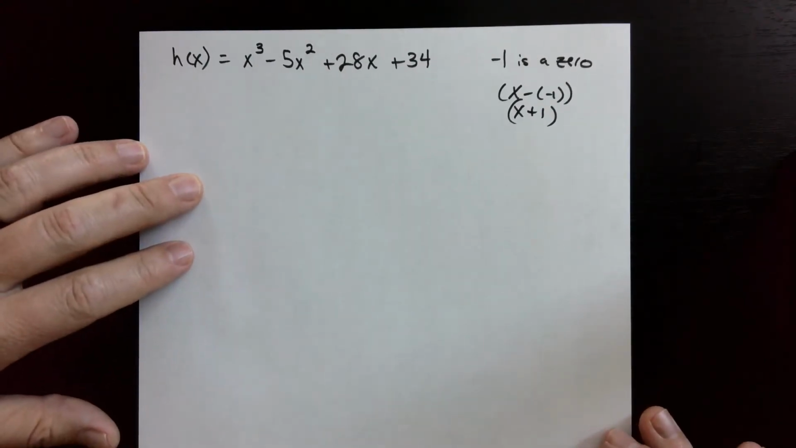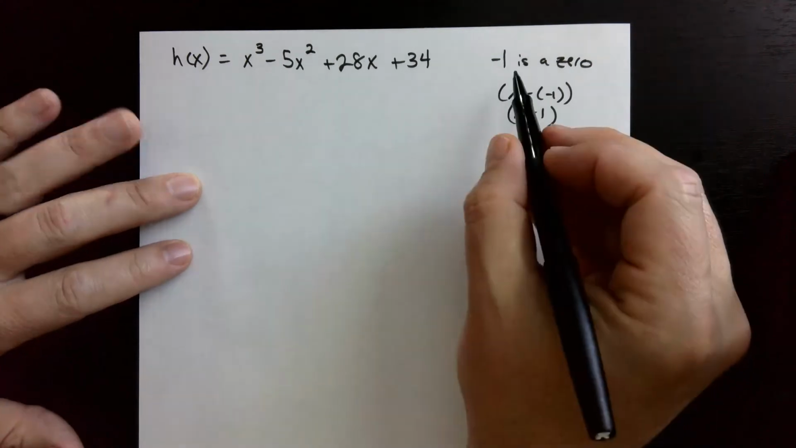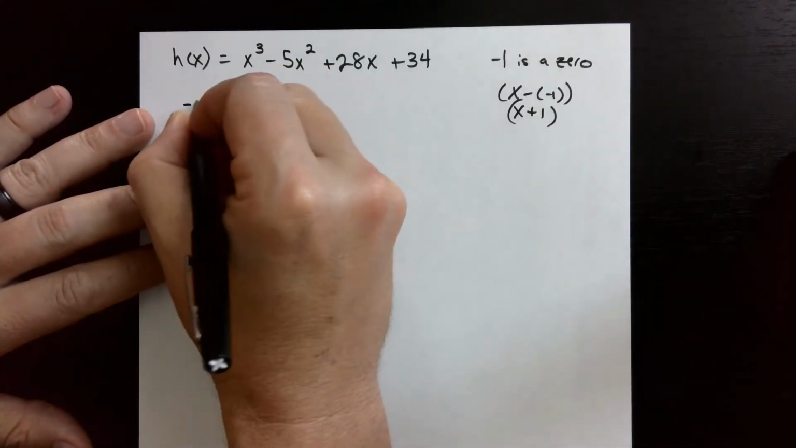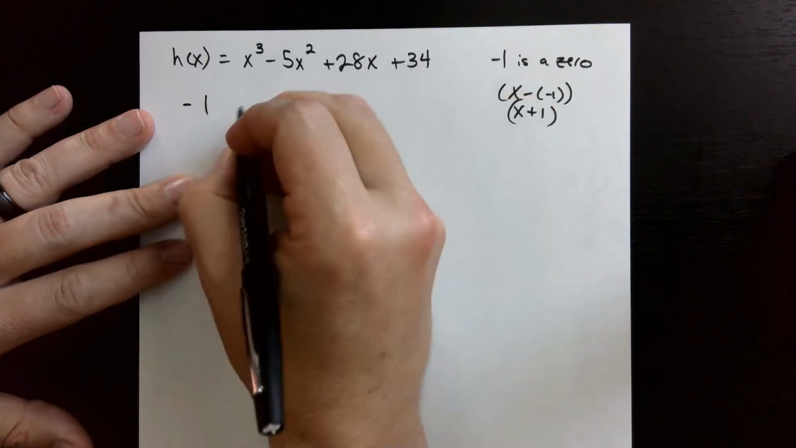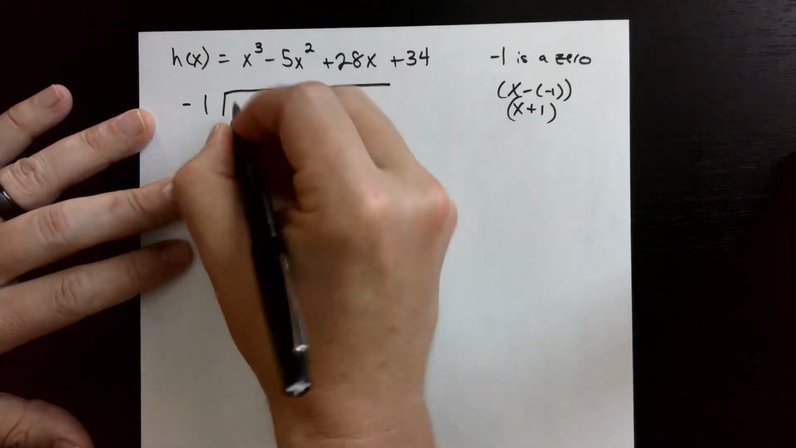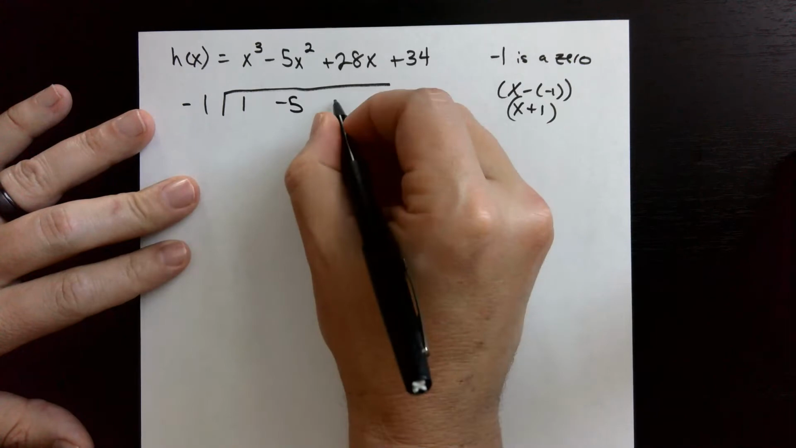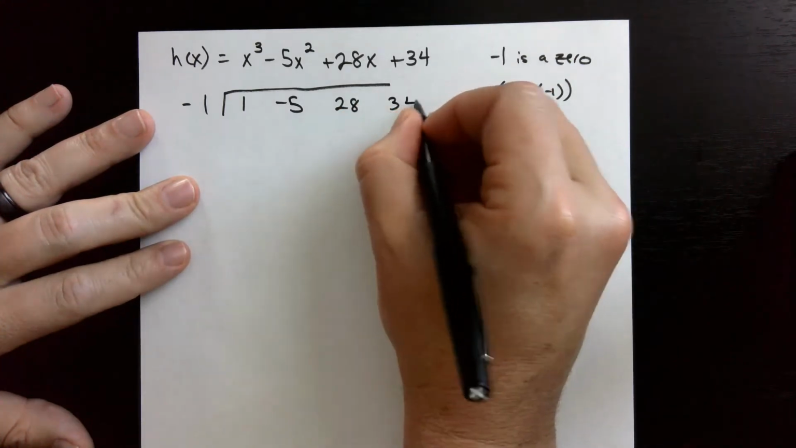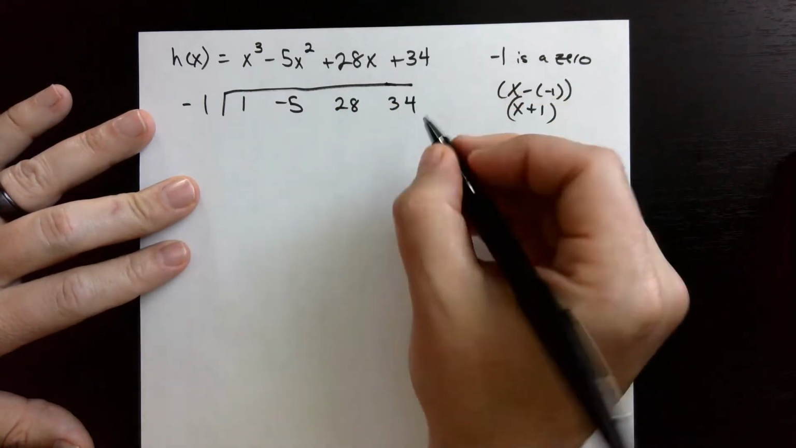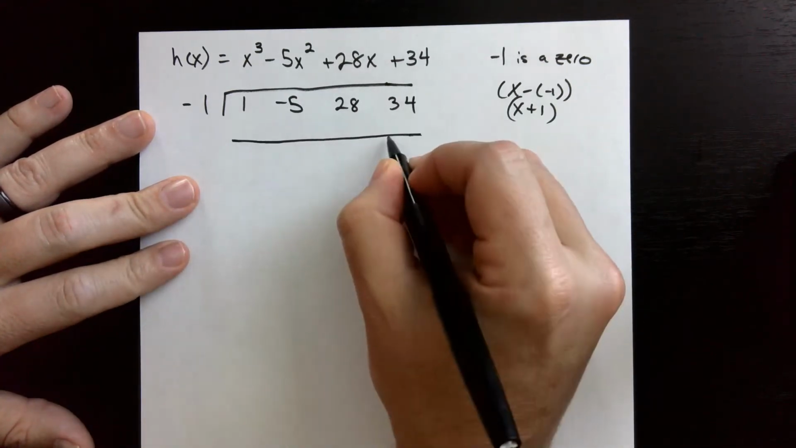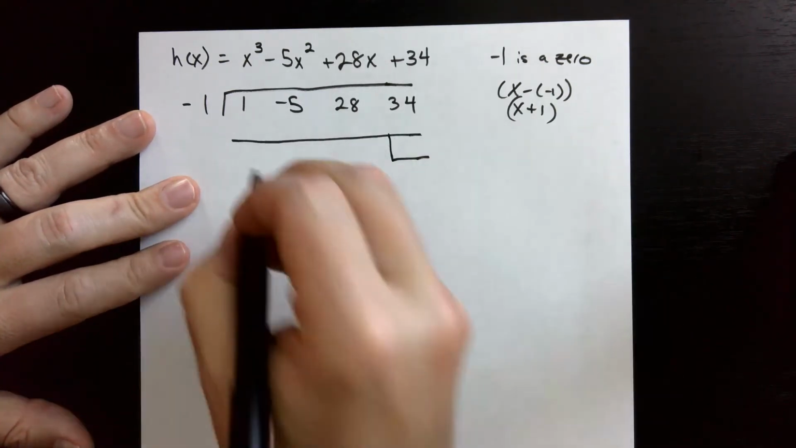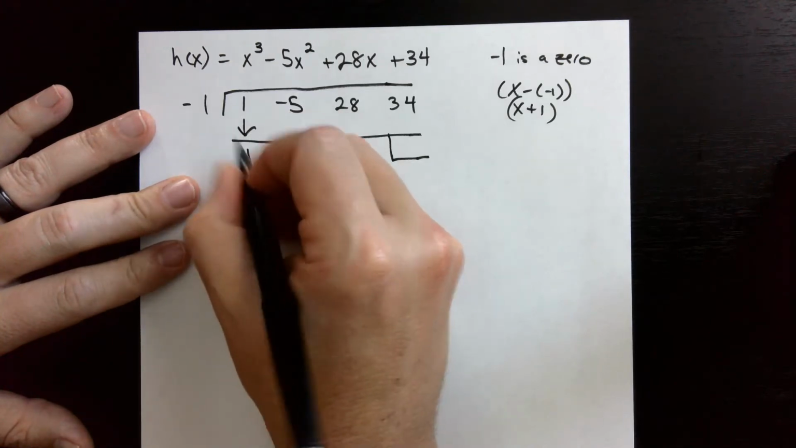Okay, so let's see what else we can do with this thing. Let's use synthetic division. So we'll put the negative 1 out front of the house. Looks like there's no missing terms, x cubed, x squared, x, and constant, so we can put the numbers here. 1, negative 5, 28, 34. Now, if this actually is a 0, then we'll get an answer of 0 as our remainder down here, in this last box. Okay, so let's drop our 1, multiply.